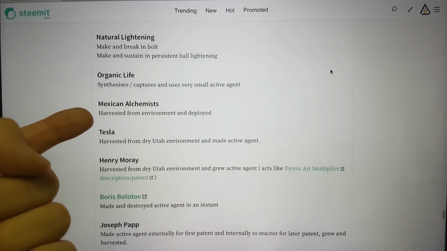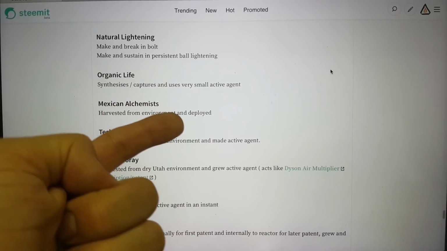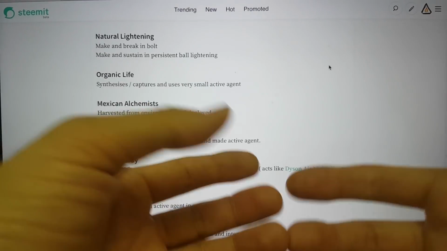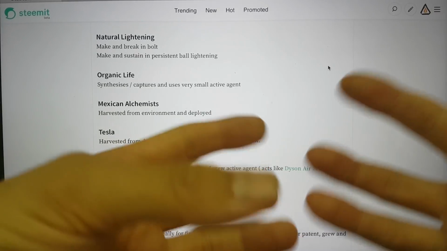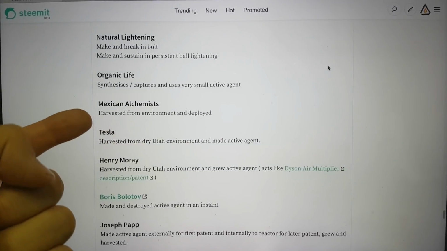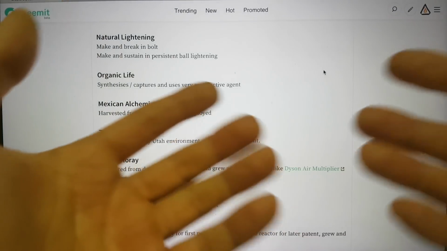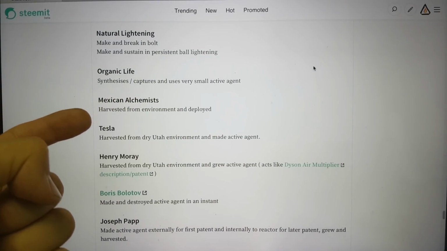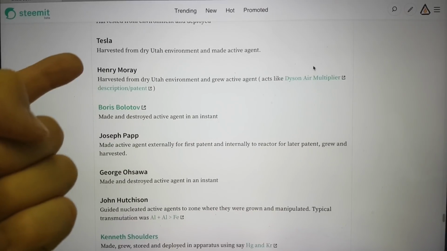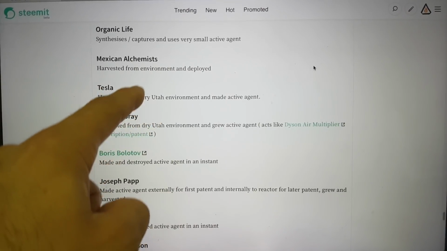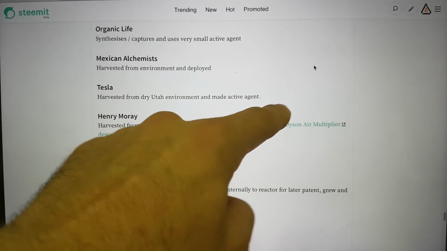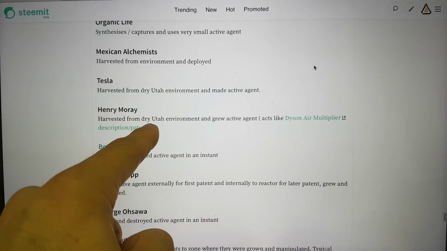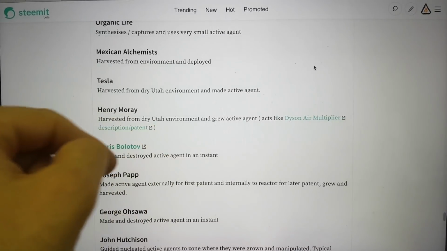Mexican alchemists. They harvested from the environment and deployed. They had these metal bowls out in the sun. The sun was the right temperature, captured from the environment, and then deployed the active agents and maybe grew them and used the reactions that we've talked about in this and the previous video. Tesla harvested them from the dry, this is important, Utah environment and made the active agent. So he did both. Henry Murray harvested from the dry Utah environment and grew the active agent.